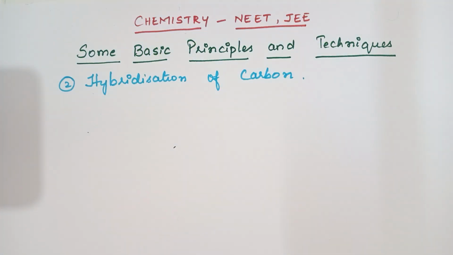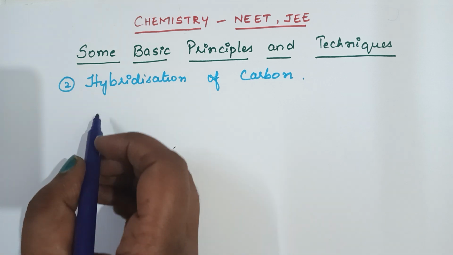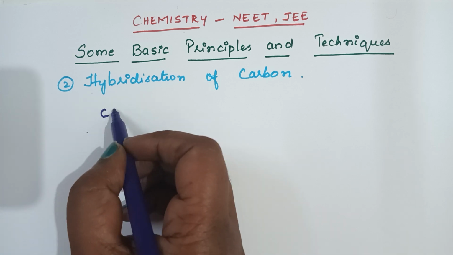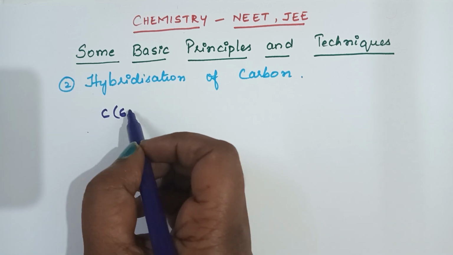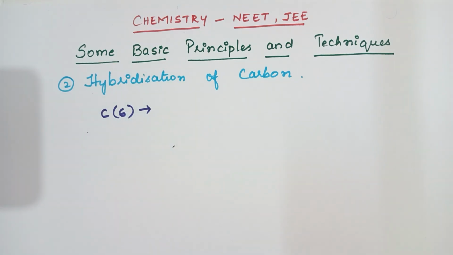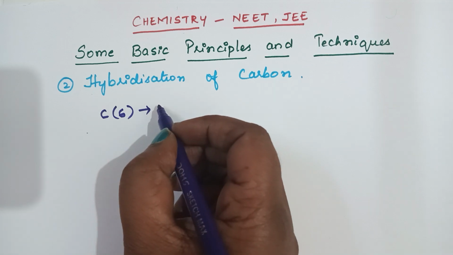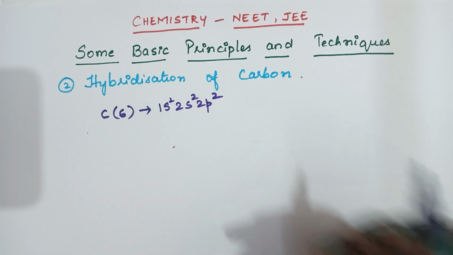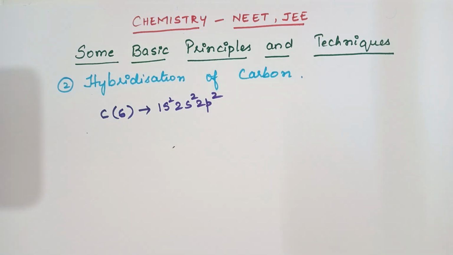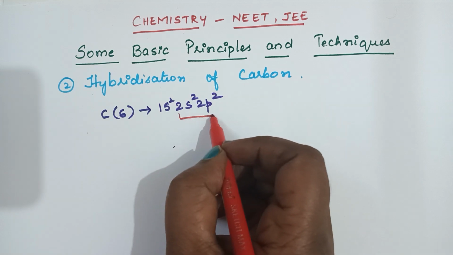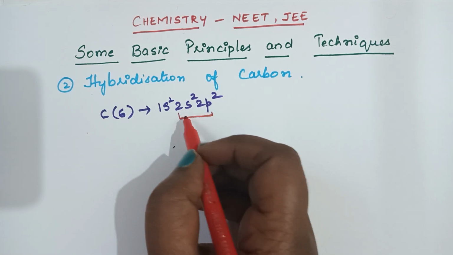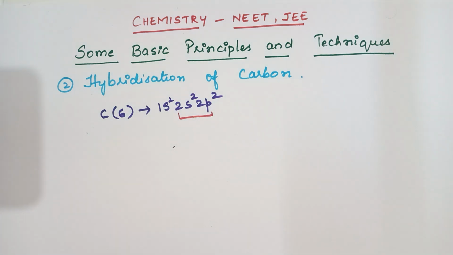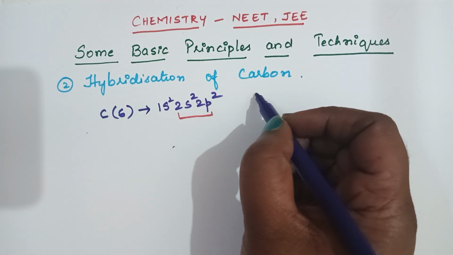So now, coming to hybridization of carbon. Students, what is the symbol of carbon? It is C, and there will be 6 electrons. How do we write the electronic configuration? You will write 1s2, 2s2, 2p2. This is the electronic configuration. Now 2s2 and 2p2 are the outermost orbitals, so they will be involved in hybridization. As a result, carbon can show 3 types of hybridization.